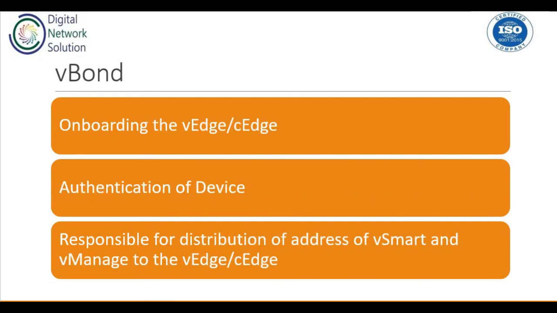vBond. vBond is the first point of contact for all the devices to authenticate to the Cisco SD-WAN controllers when they join the Cisco SD-WAN fabric. The authentication is done based on the certificate. It is responsible for distribution of address of vSmart, vManage to the vEdge to join to the SD-WAN fabric.